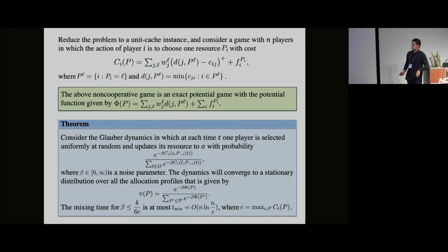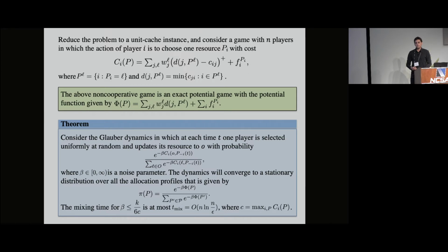So if beta is less than k, which is the number of resources, divided by 6 times c, where c is an upper cap for the cost function of the players, then one can show that these Glauber dynamics are going to mix in n log n iterations. So it's an interesting problem now. How can we push this idea to show fast mixing for higher values of beta? Because in that case, we can get a higher quality global minimum for the problem.